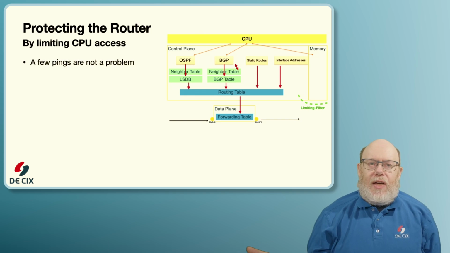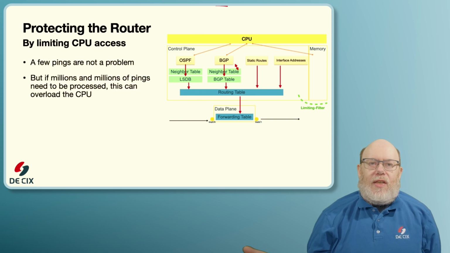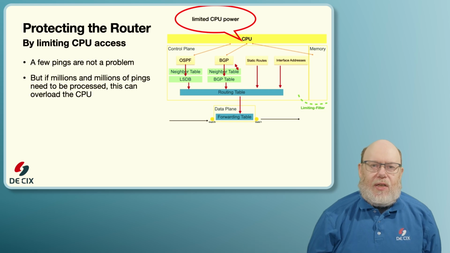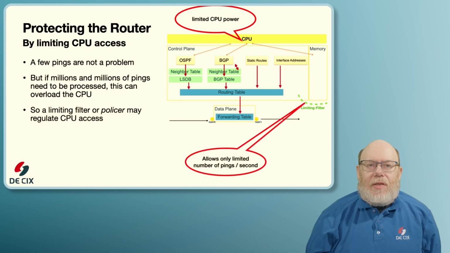So a few pings are not a problem. But if you think of millions of pings that need to be processed, that may overload the CPU, and the CPU has better things to do than answering pings. It has to operate all the routing protocols, for example. So a limiter or policer may regulate the access to the CPU, and that limiter says, like I said, 10,000 pings per second are okay. If there are more, discard them.